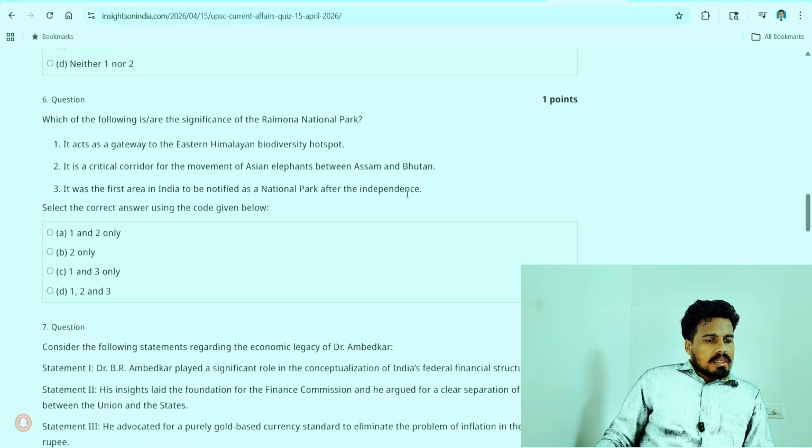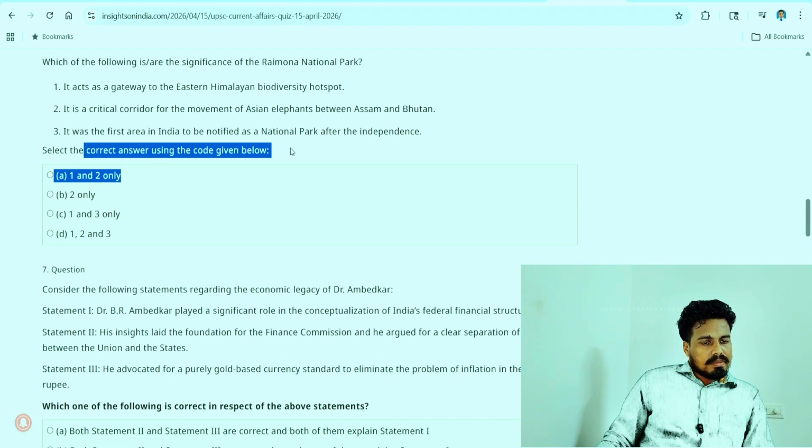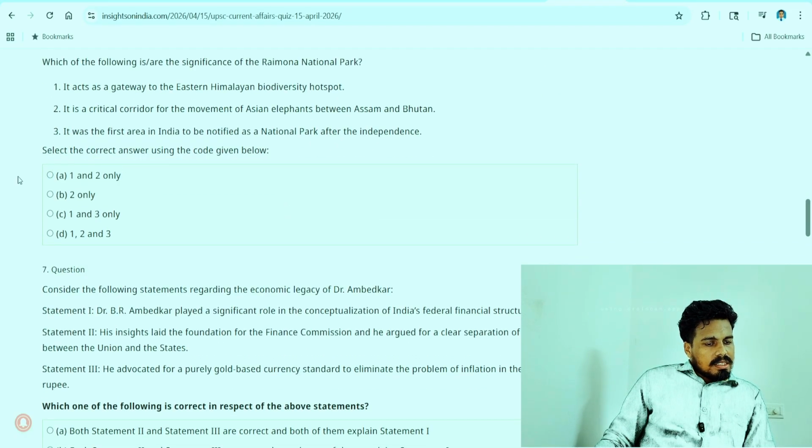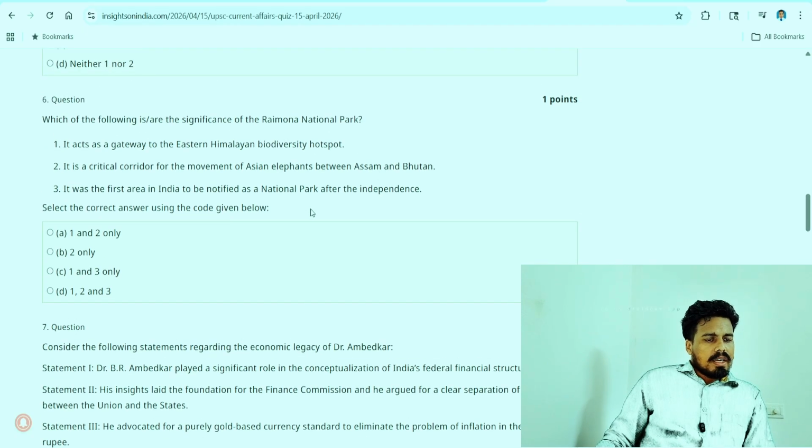And the 6th question, the last question of today: which of the following is or are the significance of Raimona National Park? We don't know where it is. There are 3 statements here, and we will analyze the options. We have to analyze the correct answer. Analyzing the options, 1 repeats 3 times, 2 repeats 3 times, 3 repeats only 2 times. So 3 should be mostly wrong. We will analyze the 3rd statement.